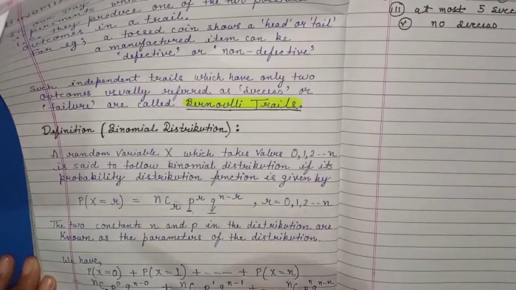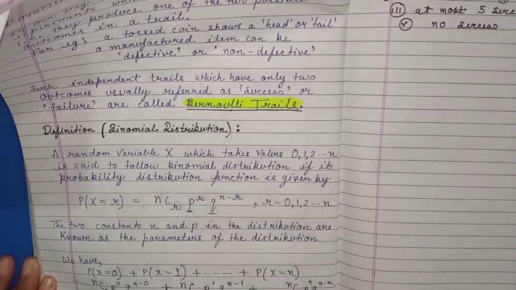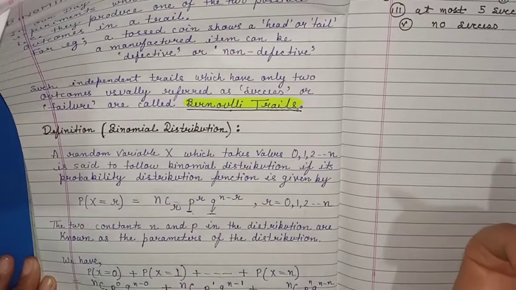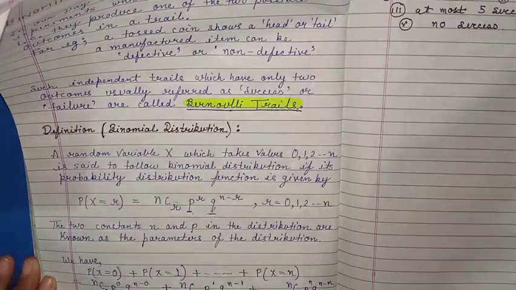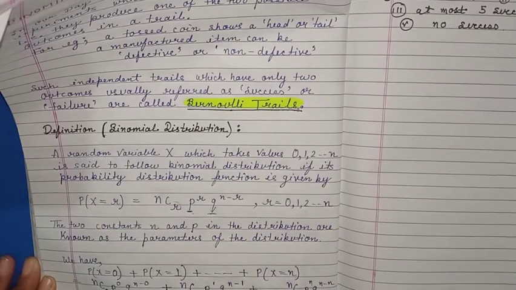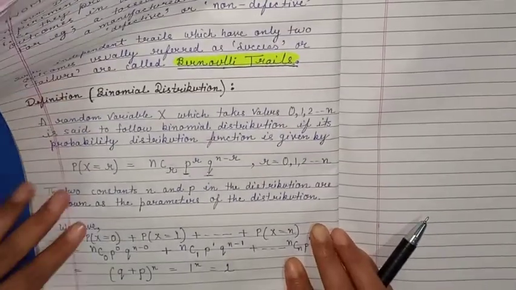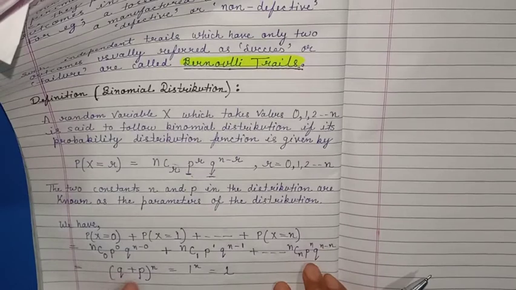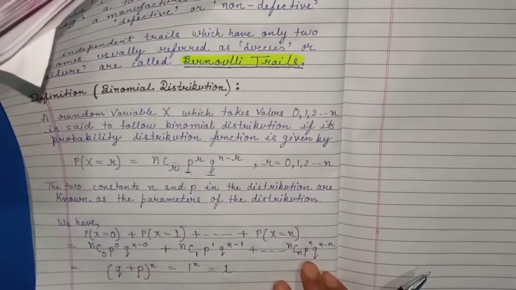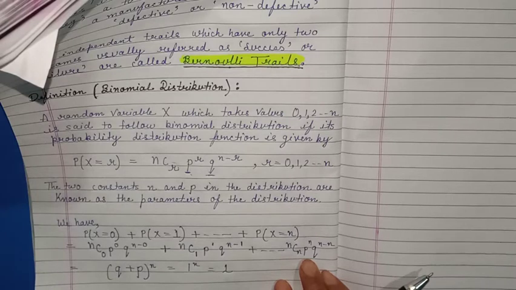If the probability of getting something is 0.4, then the probability of not getting that thing is 0.6. So if you know p, you know q. If you know n, then with the help of r you can find the binomial distribution. So n and p are the basic things required to solve any question, therefore they are known as the parameters of the distribution. Now p is the probability of getting something and q is the probability of not getting it. If you add p and q, you get 1, and 1 to the power n is 1 only.